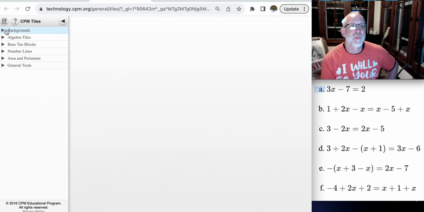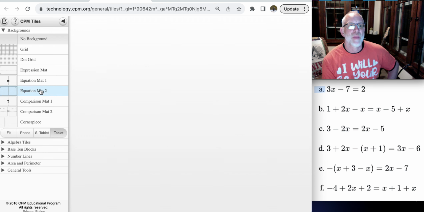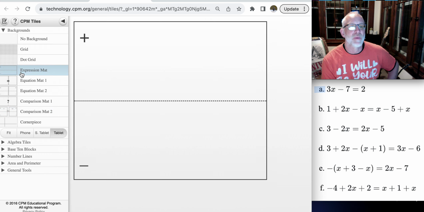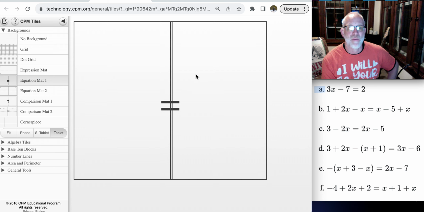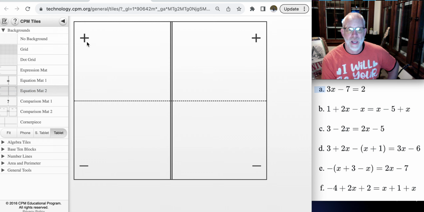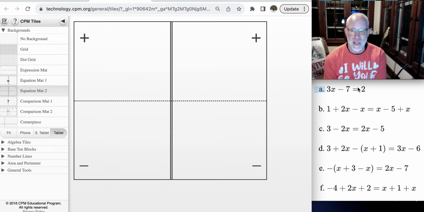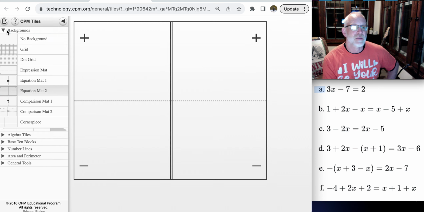And then we said it was important in this one, when you open up your background mat, go to equation mat number 2. I saw some people going to expression mat number 1, and then they said, oh, there's no equal sign here. And I saw other people go to equation mat 1, but then there's no opposite zone. So equation mat number 2 has the equal sign and it has the opposite zone. So remember that the equal sign tells you that this 3x minus 7 goes on the left, and 2 goes on the right, and that's where we will start.